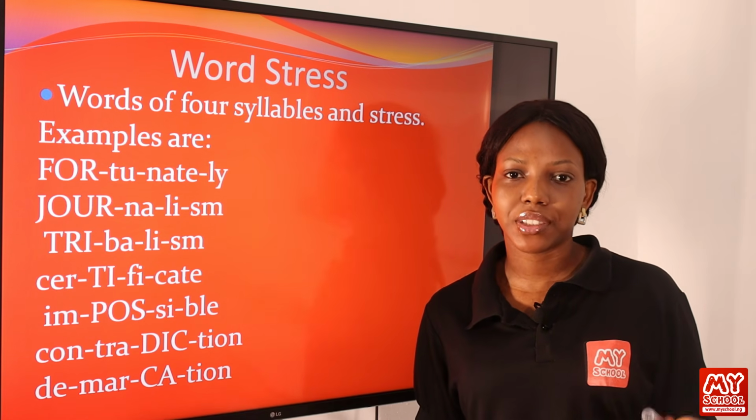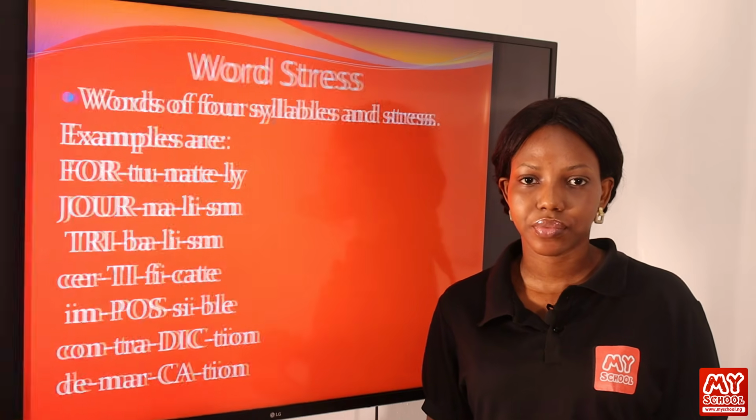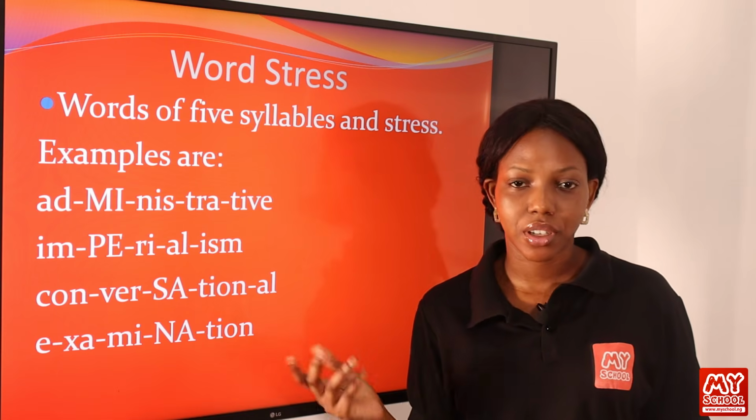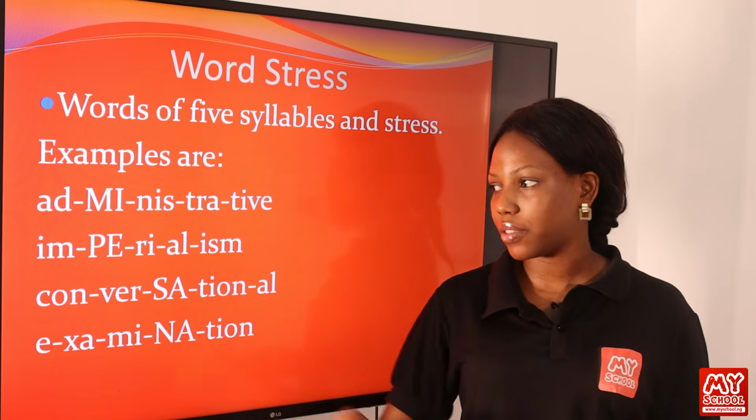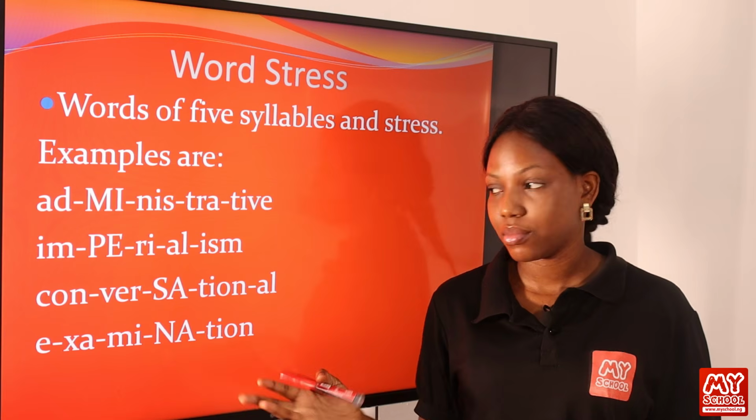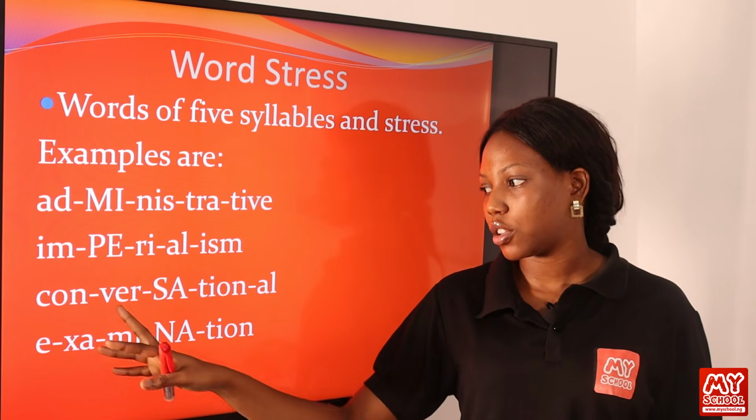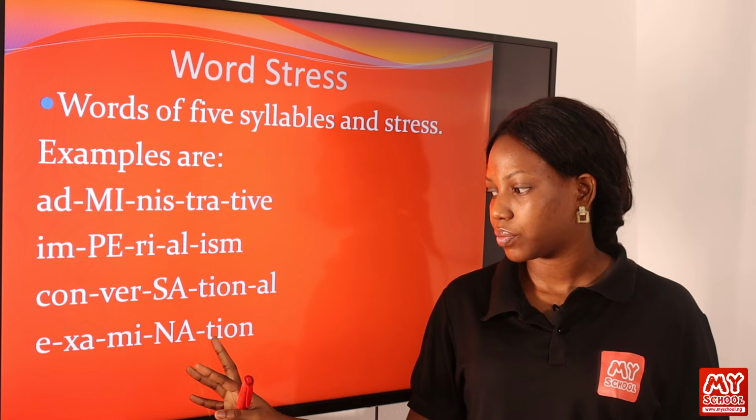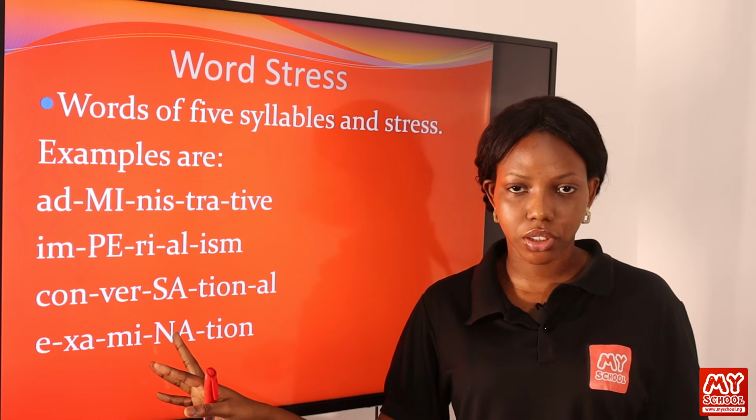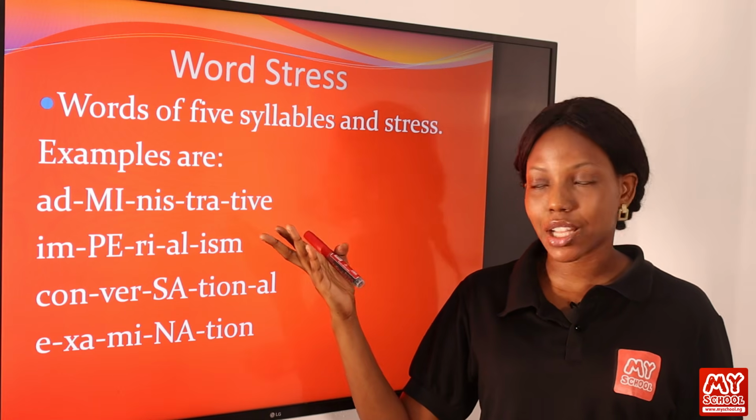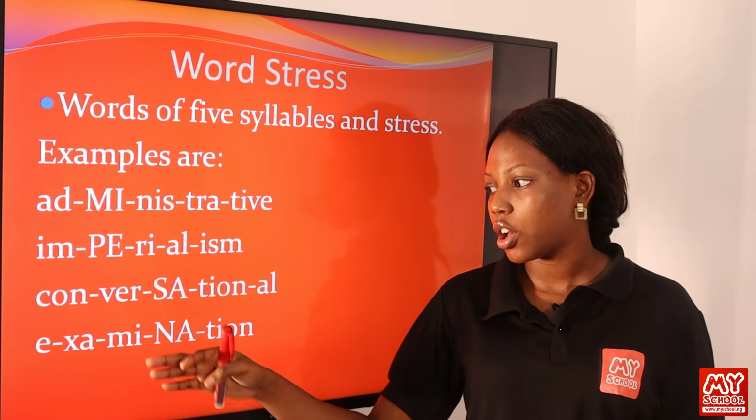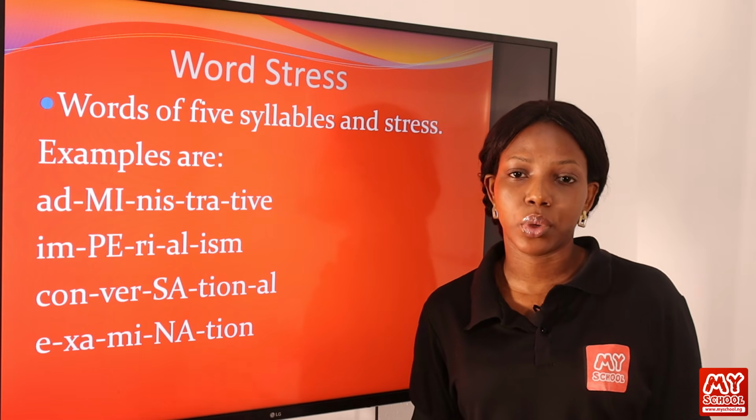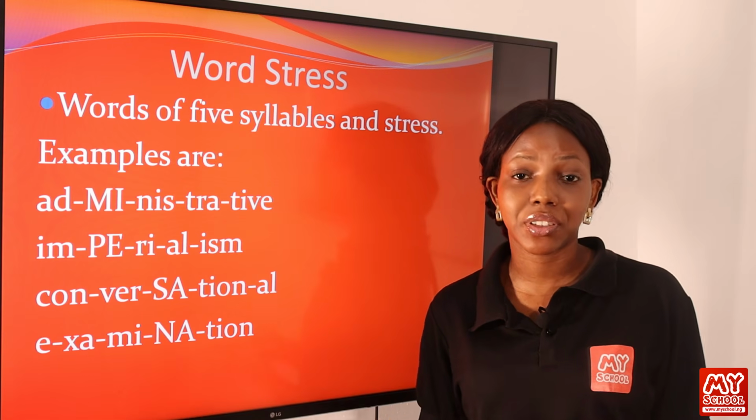Let's take a look at 5-syllabic words and stress. Okay, so we have administrative. Okay, me is stressed. Okay, imperialism, second is stressed. Conversational, third is stressed. Examination, fourth is stressed. Okay, so we can see that 5-syllabic words can be stressed on the second, on the third, and the fourth syllable. Okay, so these are the possibilities we can have with the stress pattern in 5-syllabic words.